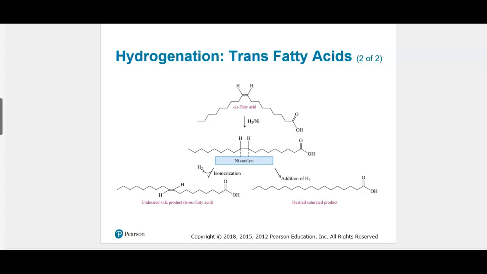So here's basically the reaction, hydrogenation of trans fatty acids. You see you have a cis fatty acid, and if this thing goes to completion, you have a saturated product, but if it reverses, you can isomerize this, and you have it where you started with a cis fatty acid, you now have a trans fatty acid.